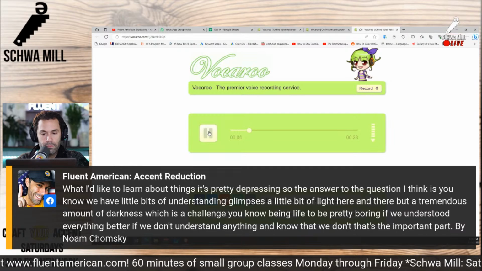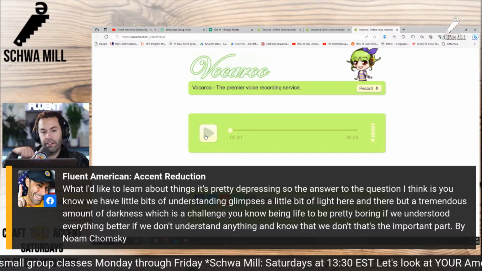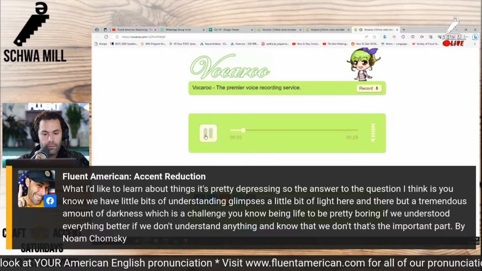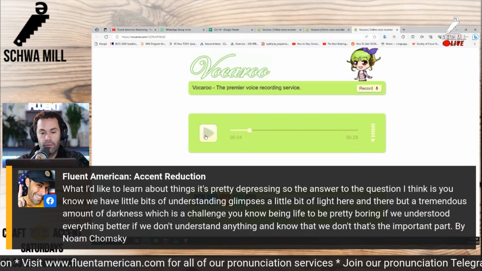The other thing is, I think we're using a lot of rising intonation. It's like rising intonation, like this, versus falling intonation, which is like this. Hear that difference there? I like to learn about things. It's pretty depressing. So the answer to the question. So what I'd like to learn about things, rising. It's pretty depressing, rising. So the answer, rising, to the question, rising.